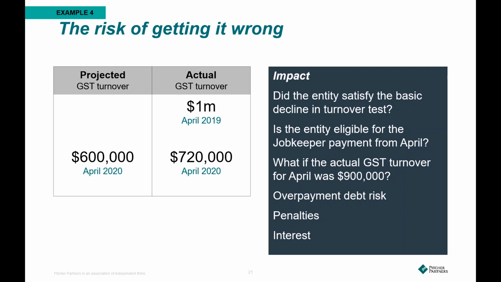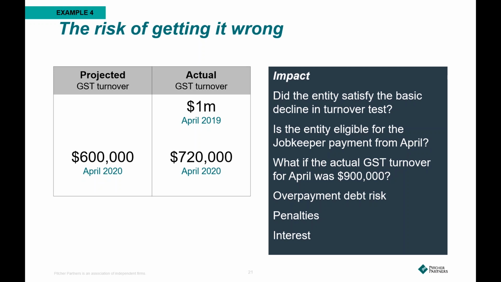Well, the basic answer is that yes, it does satisfy the basic decline in turnover test, subject to having done all of the right things and identified its turnover correctly both in April 20 and April 19, and subject to what I just said about doing its projected GST turnover based on a reasonable person and based on the tests that were outlined in the previous slide.